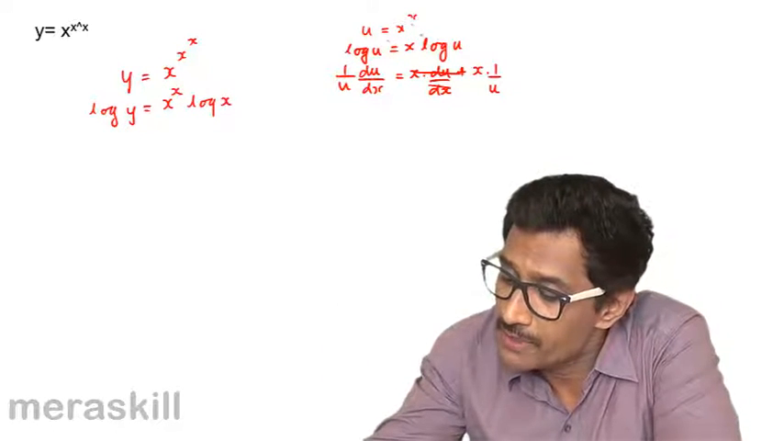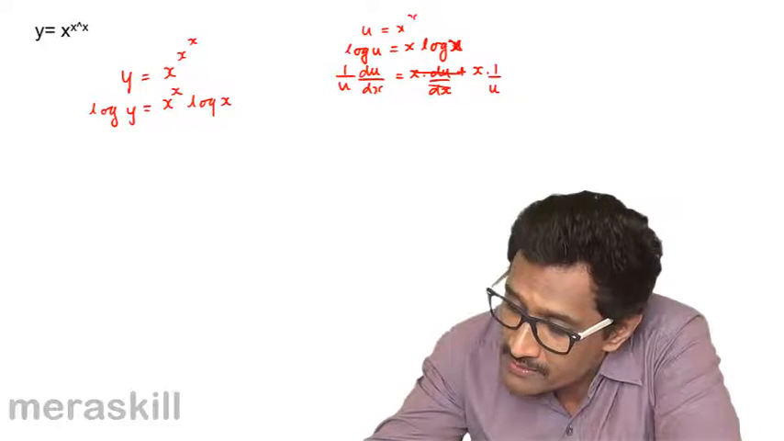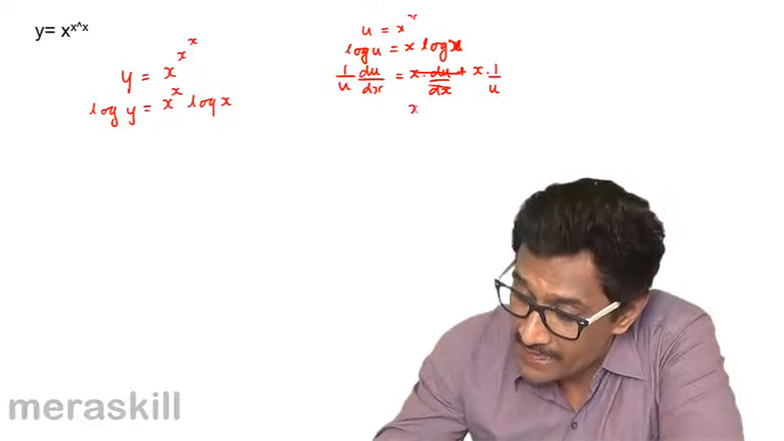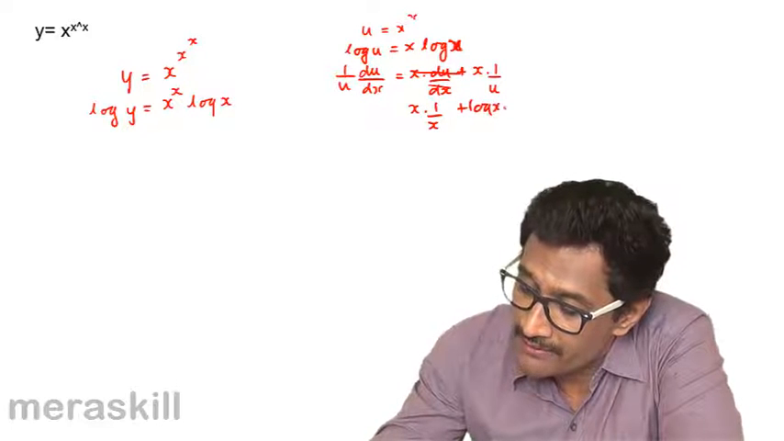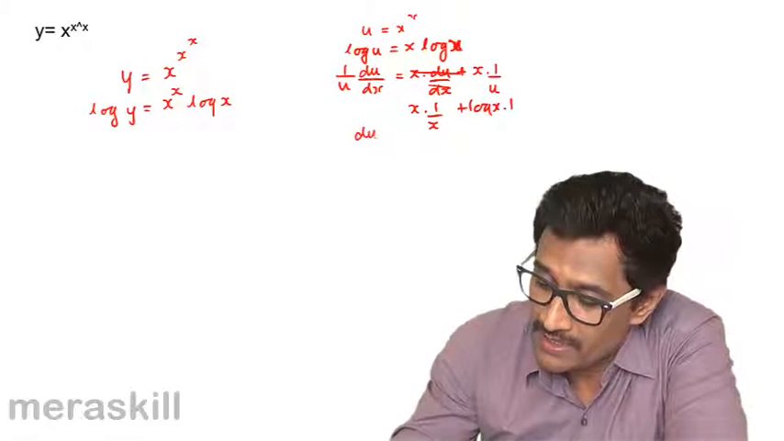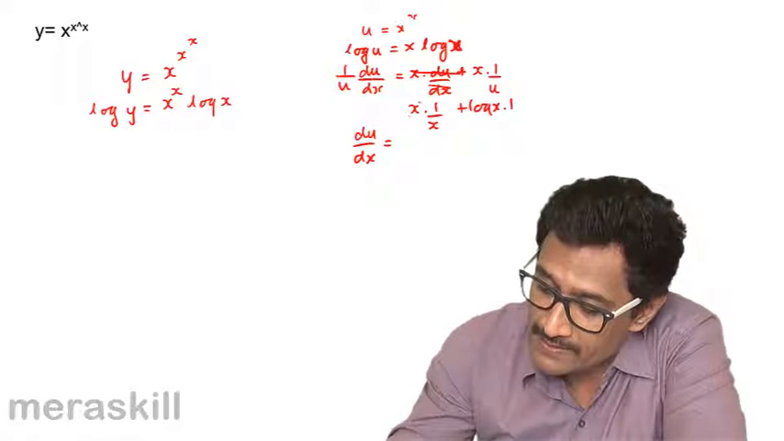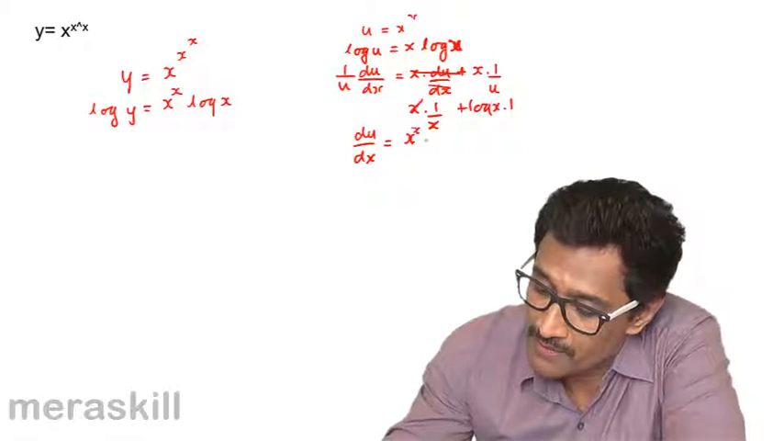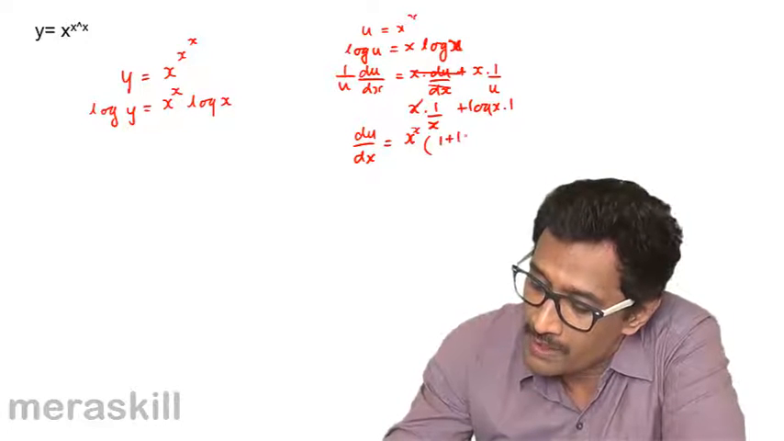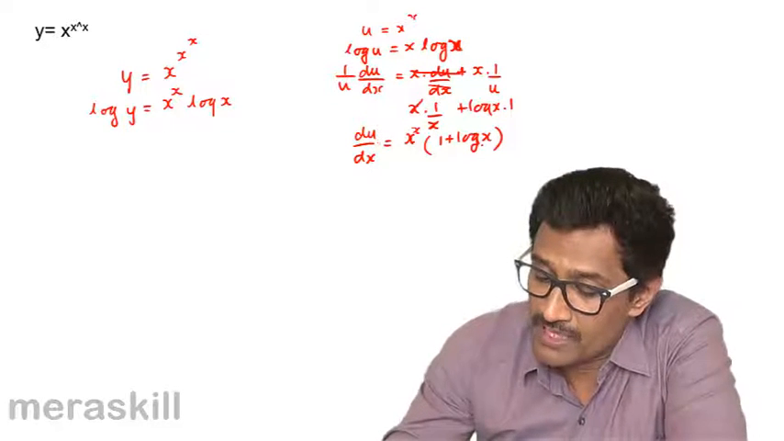I'm sorry, I think we made a mistake here. So it's going to be x log x. So it's going to be x into 1 by x plus log x into derivative of x, that is 1. So du by dx, hence this gets cancelled, is equal to u, that is x raised to x, cross multiplying, into 1 plus log x. Okay, so we already found also d by dx of x raised to x.